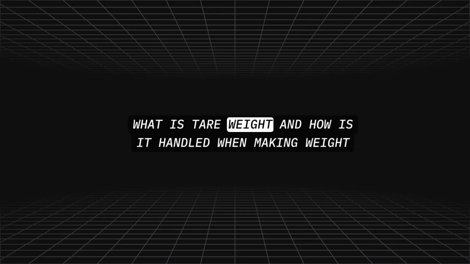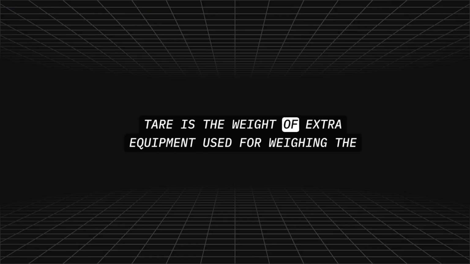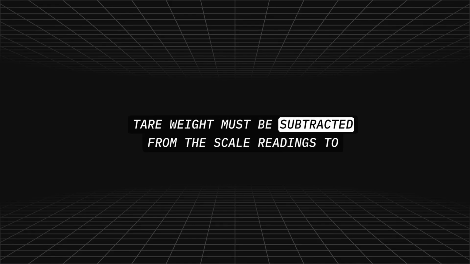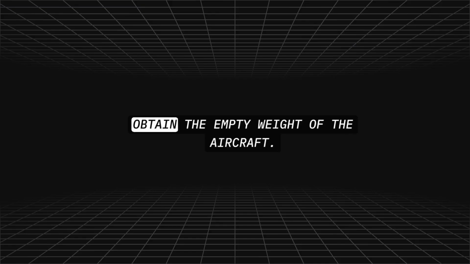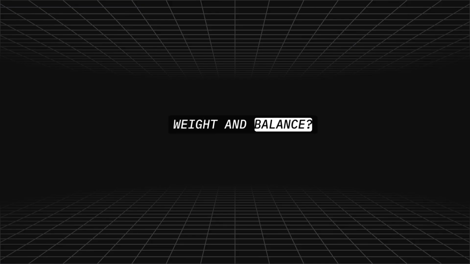What is tare weight and how is it handled when making weight and balance calculations? Tare is the weight of extra equipment used for weighing the aircraft, such as chocks, blocks, jacks, and chains. Tare weight must be subtracted from the scale readings to obtain the empty weight of the aircraft. What is meant by minimum fuel, and how is it calculated for weight and balance?